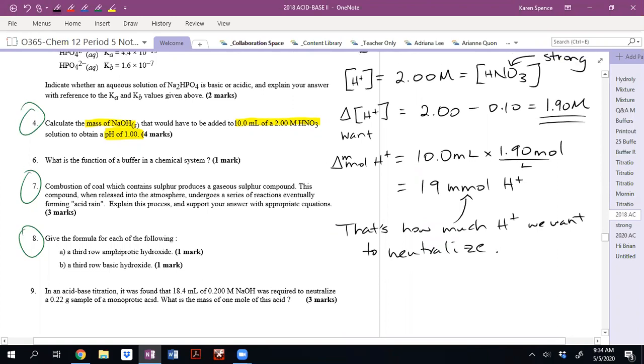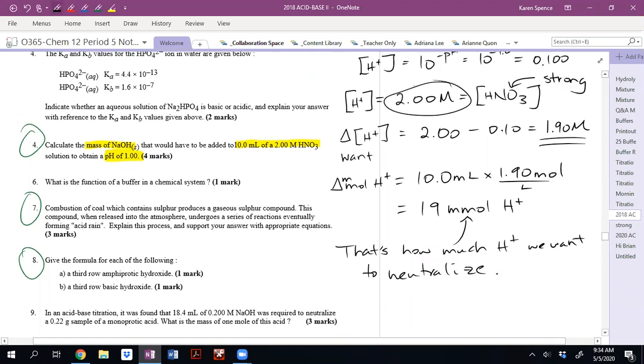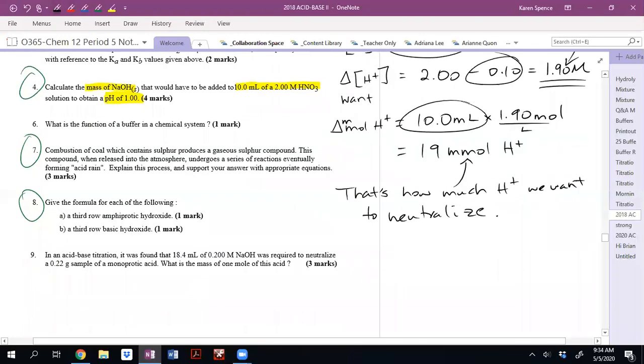Right? Because we were starting with 2 molar. We want to finish at 0.1 molar. And so we need to decrease the concentration by 1.90 molar. And that's happening in 10 milliliters. So the amount of millimoles that needs to react is 19 millimoles. So we'll need 19 millimoles of NaOH because NaOH to H plus is a 1-to-1 ratio.